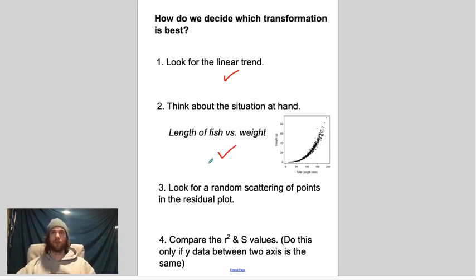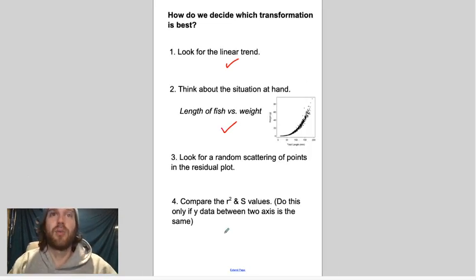Number 3, look at the random scattering of points in the residual plot. You want to have that random scattering of points, and sometimes a line will look really, really close to linear, and it's not. You have some sort of a pattern going on, so you need to be really careful with that. Check out that residual plot.